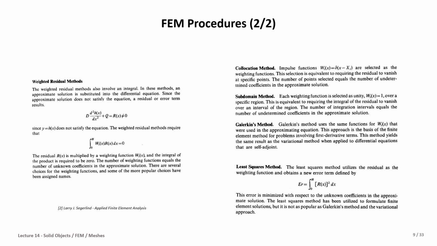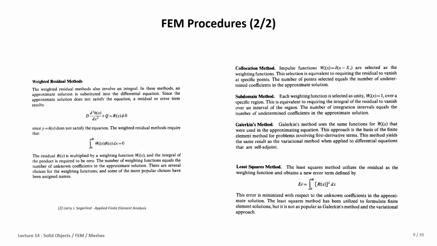Another one is the least square method. The least square method utilizes the residual as the weighting function and obtains a new error term defined by ER. This error is then minimized with respect to the unknown coefficients in the approximate solution. The least square method has been utilized to formulate finite element solutions, but it is not as popular as the Galerkin method and the variational approach.